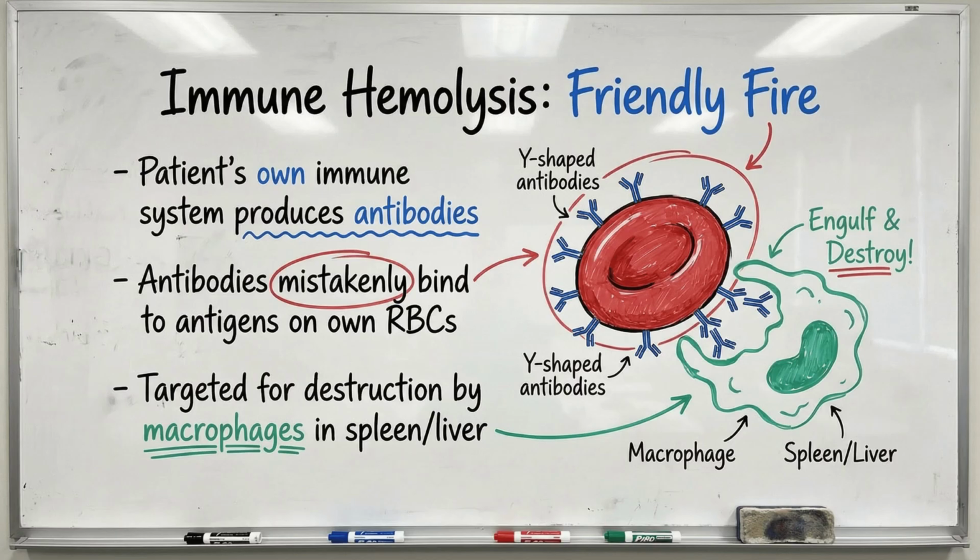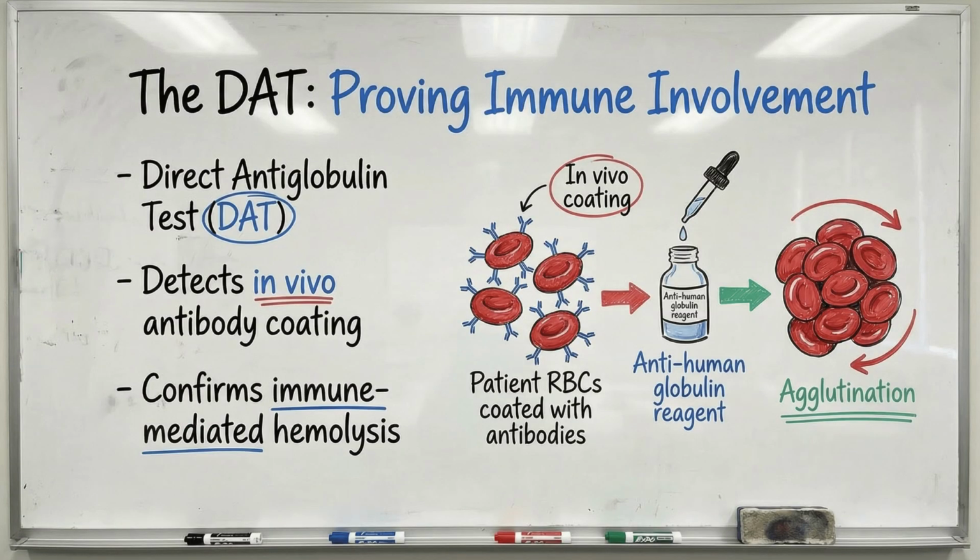But how do we actually prove this immune involvement? To confirm that immune mechanisms are at play, we rely on the direct antiglobulin test, or DAT. This test is incredibly powerful because it directly detects antibodies or complement components already stuck to the patient's red blood cells while they are still inside the body. A positive DAT is the smoking gun, unequivocally confirming that an immune process is actively destroying those red cells.